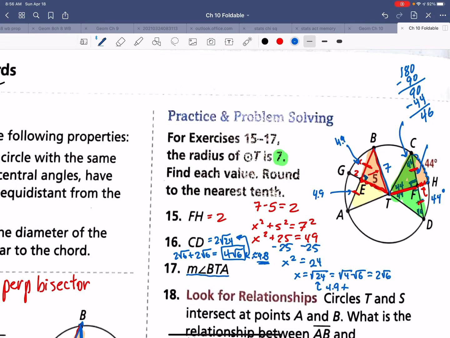Now let's try to answer BTA. Okay, that looks like it'd be 2 44s. So 2 44s make 88 degrees.